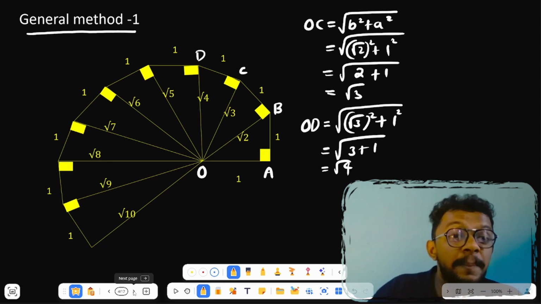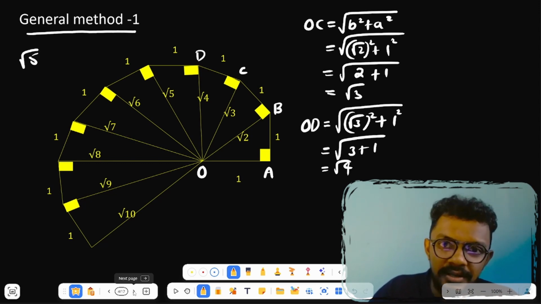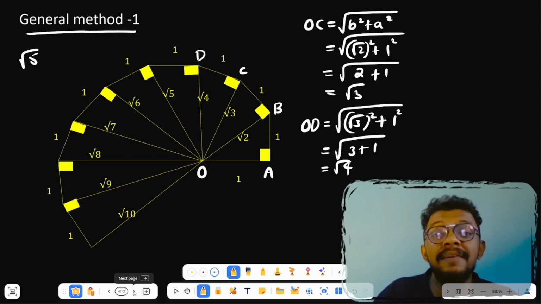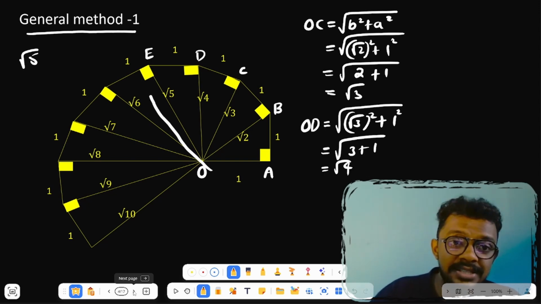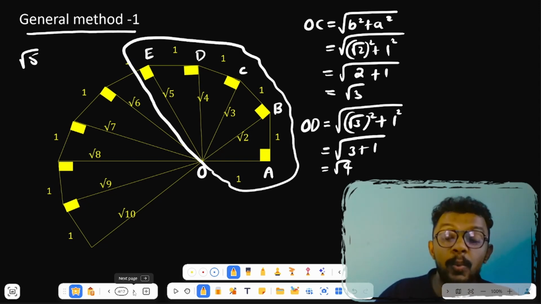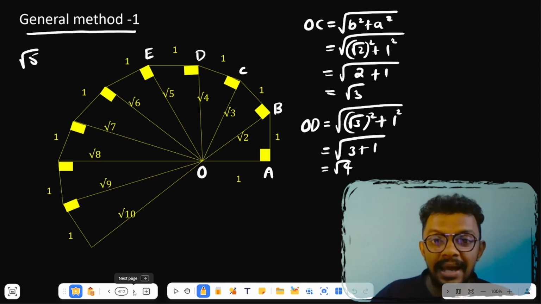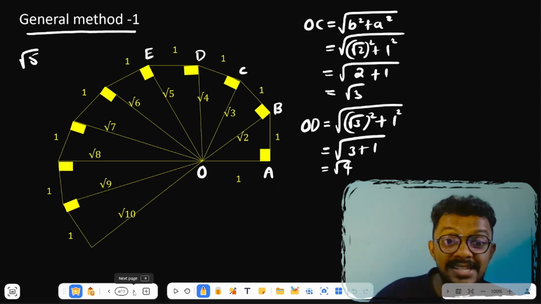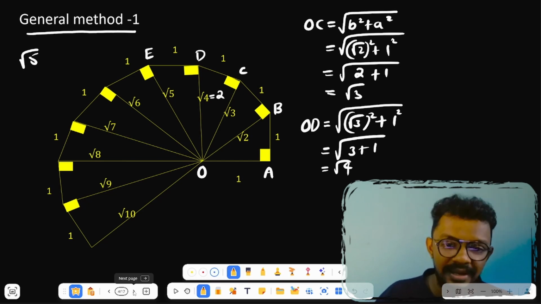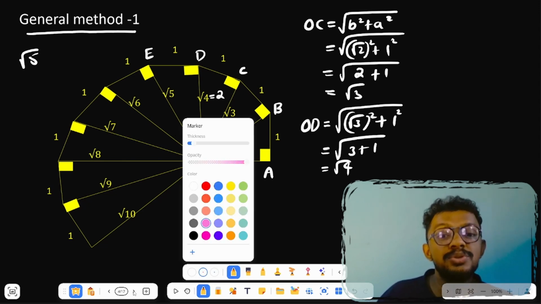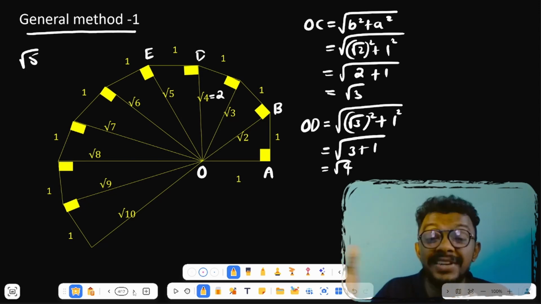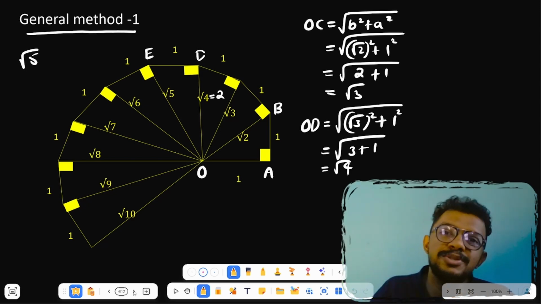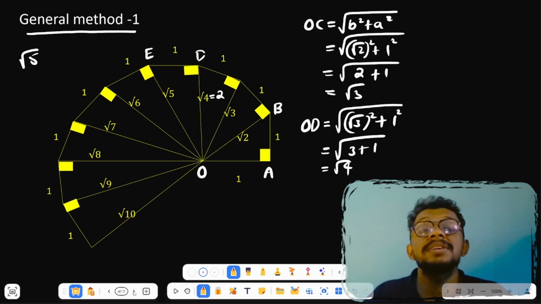Suppose someone is asking to represent root 5 on the number line. For your information, I don't have to draw this entire figure. Why? Because among this entire figure, OD is root 4, which is 2 units. If it is 2 units, it's there in my scale, or I can draw it. If it is centimeters, I can use my scale and represent 2 centimeters. The height also I can represent as 1 centimeter.